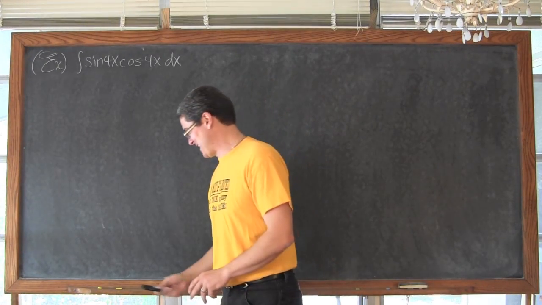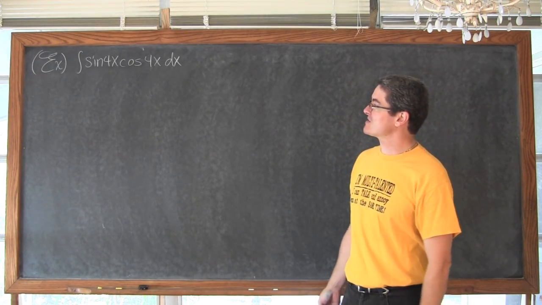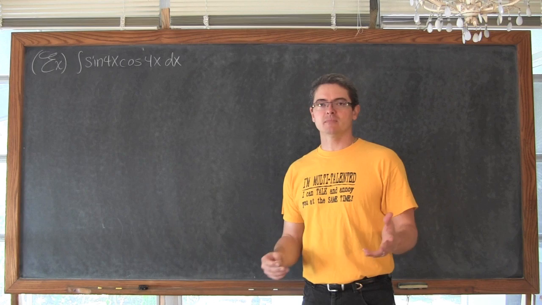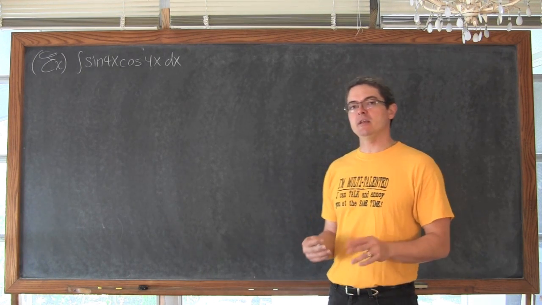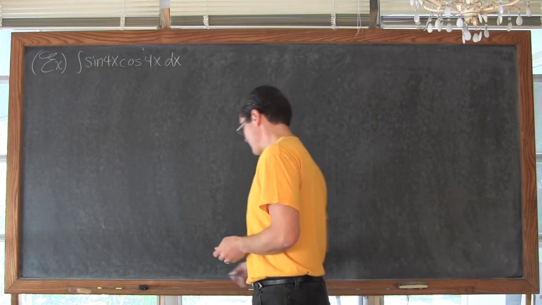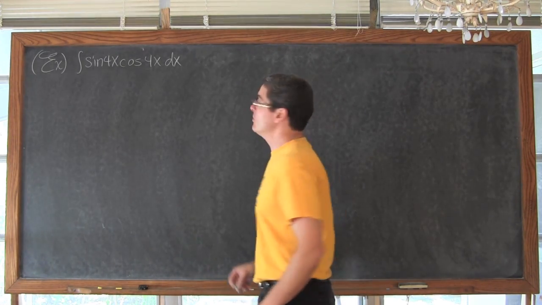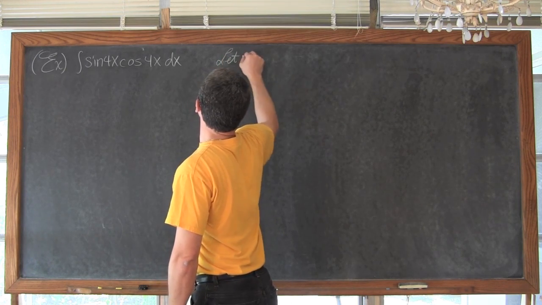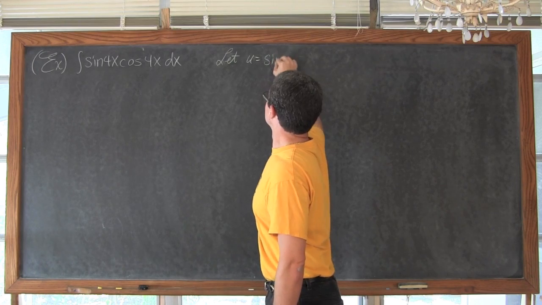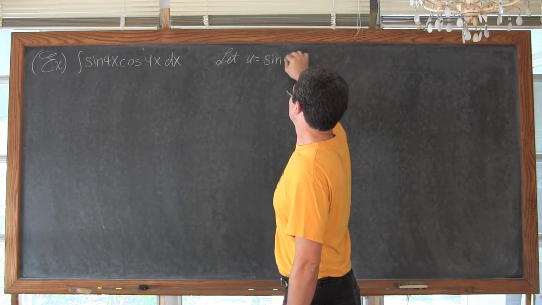Alright, last example. We're going to throw a little trig in here. The indefinite integral of the sine of 4x cosine 4x dx. With this one, it's going to be a little bit hard to figure out, and it really doesn't matter what you determine to be the inside and outside function, because there really isn't. So let's just, for the first one, say that we're going to let u equal sine of 4x. Let u equal the sine of 4x.